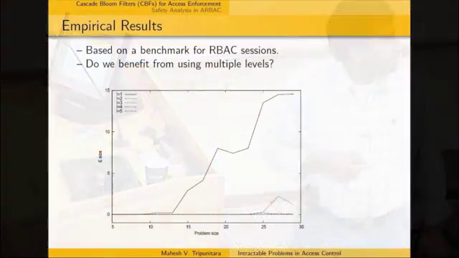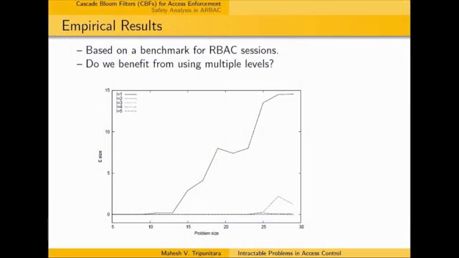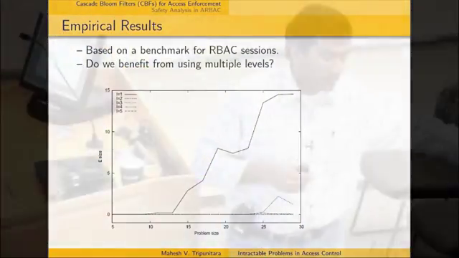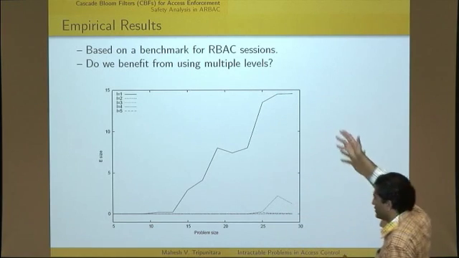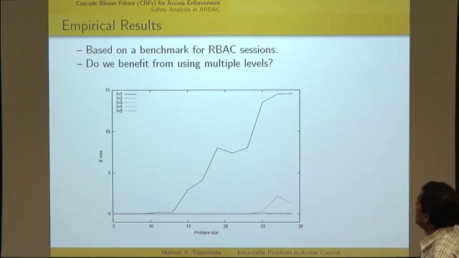Okay, so let's look at some fun empirical results. So the first question, do we benefit from multiple levels? The claim is that this graph shows that the answer is yes. So what we do is, as the goodness criteria, we use the number of false positives. So this is E size, this is the vertical axis. And we have something called problem size here. So this is from our benchmark, that RBAC benchmark that I talked about.